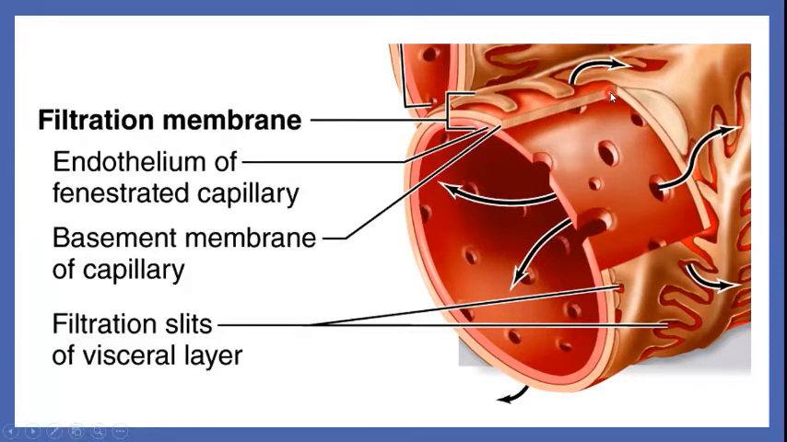This one has smaller openings, and then if it can fit through the basement membrane, the filtrate also has to squeeze through the tiny filtration slits of the podocyte. This is the visceral layer that we talked about. So you can imagine that nothing too big can squeeze out of the capillaries into the capsular space.